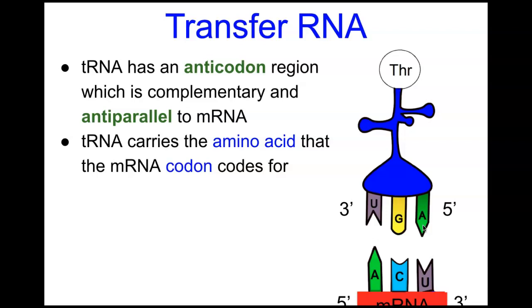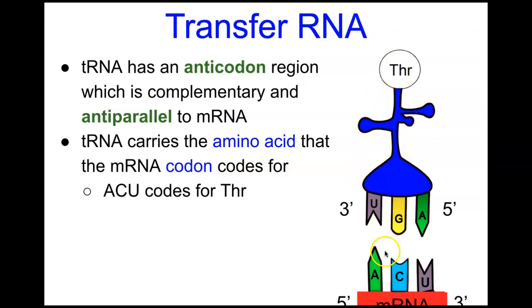So tRNA carries the amino acid that the messenger RNA codon codes for. ACU codes for threonine, and you can see it right here. That's the abbreviation for that particular amino acid. Ultimately, what students often get confused with is that when you throw in that tRNA anticodon, they start to use the anticodon in the genetic code to look up the amino acids. That is a huge mistake.